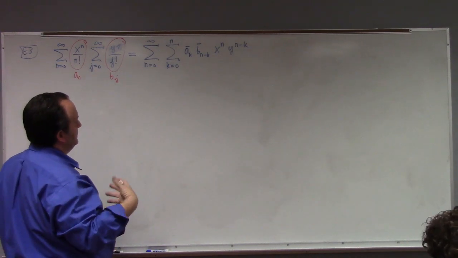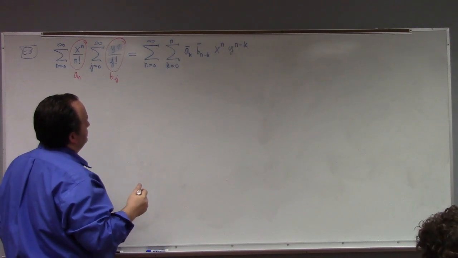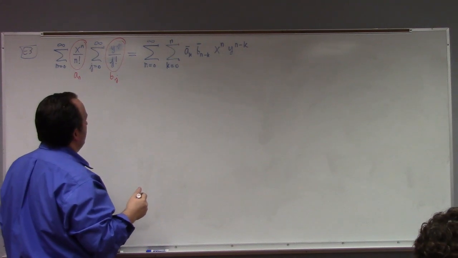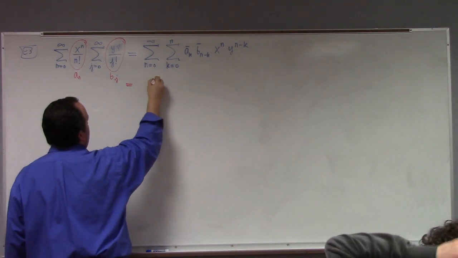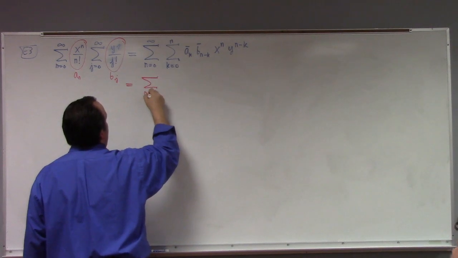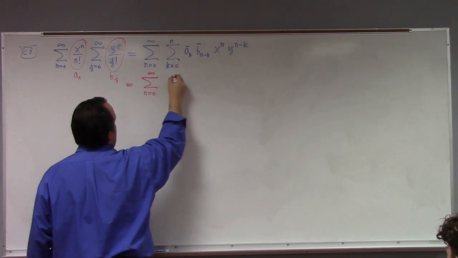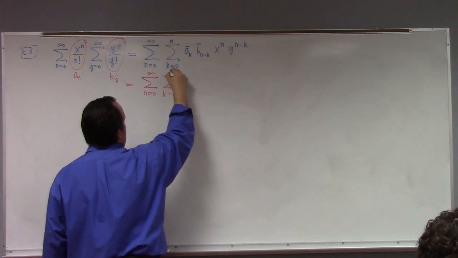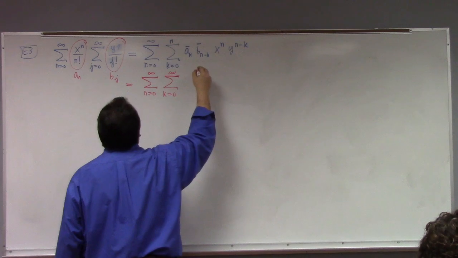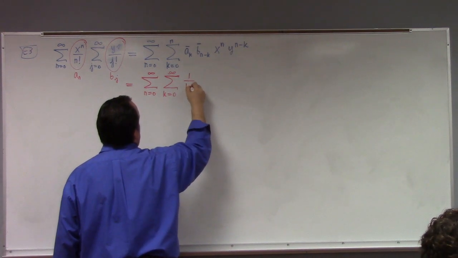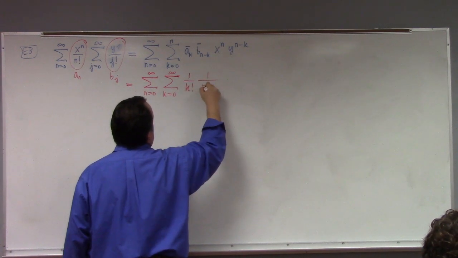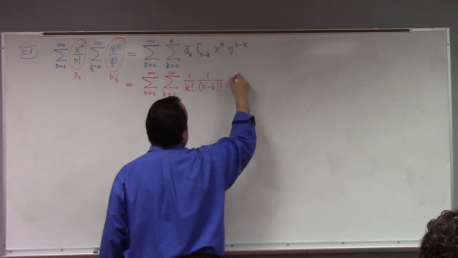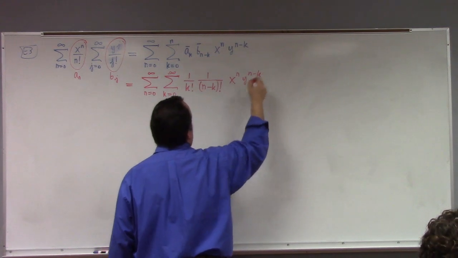All right, so then let's put in the details. So this is the sum. Ooh, I just realized something. I think this example has to come after something I'm projecting. But let me just get to it a little bit further here. That is what? That's 1 over k factorial, right? Times 1 over n minus k factorial. X to the n, y to the n minus k.